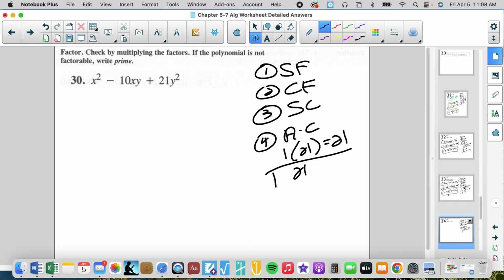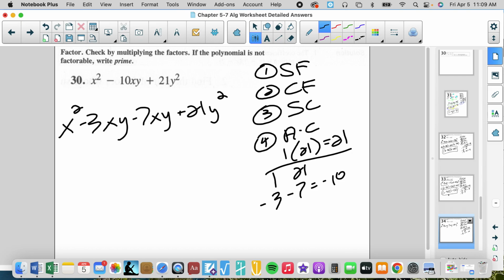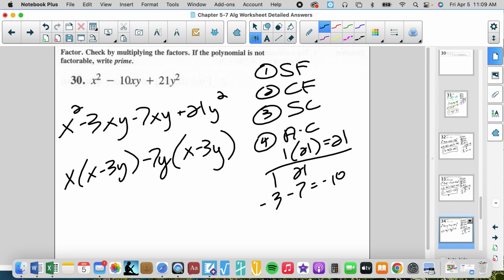21: 1 and 21, 3 and 7, signs are the same, both negative. Negative 10. This is how fast we can do it. x squared minus 3xy minus 7xy plus 21y squared. Factor out an x, x minus 3y, factor out a negative 7, whoop, 7y. Don't go so fast, you start making silly mistakes. You get x minus 3y, x minus 3y, x minus 7y.